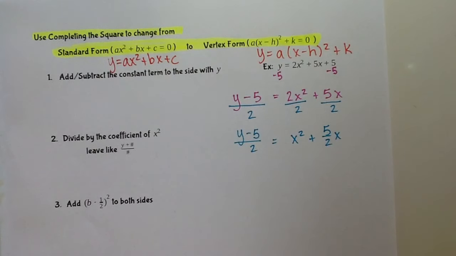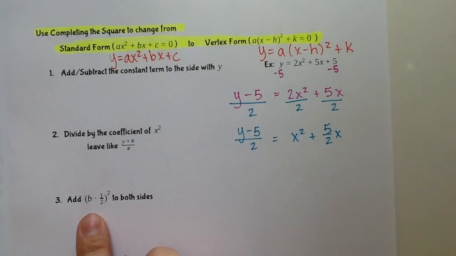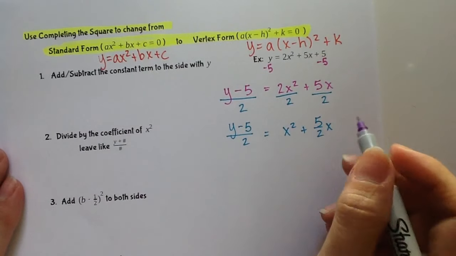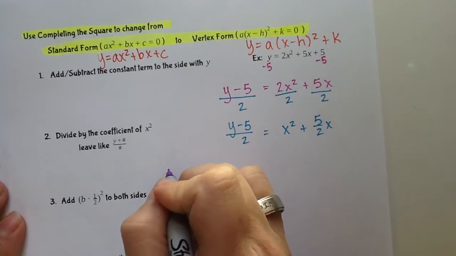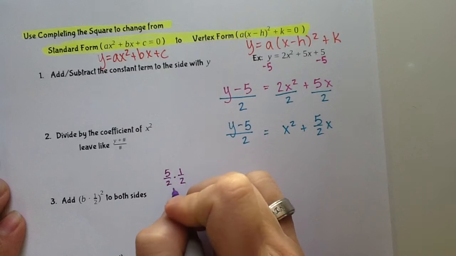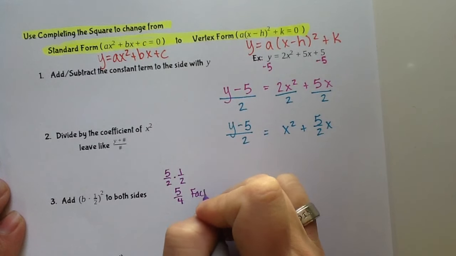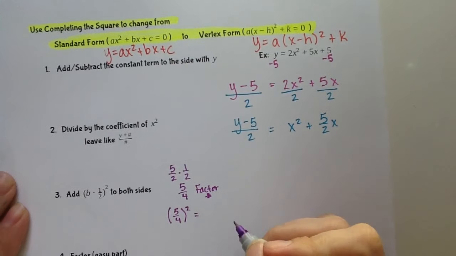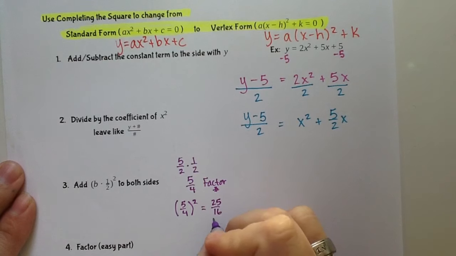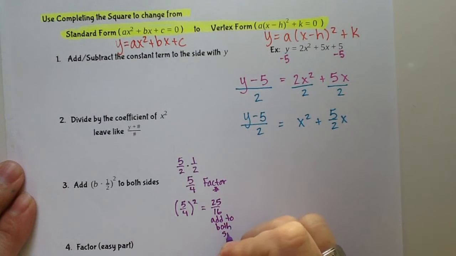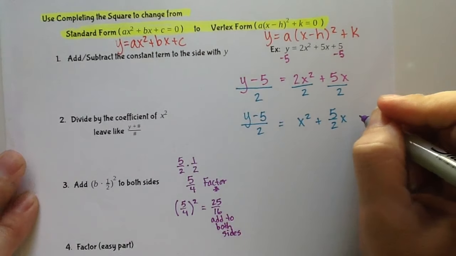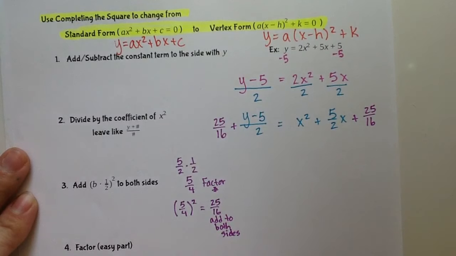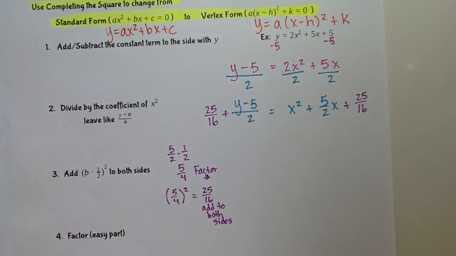Then next we're going to add b times 1/2 squared to both sides. So first we'll find b times 1/2 squared. In this case b was 5 over 2. So I'm going to take 5 over 2 times 1/2, which is going to be 5 over 4, and that's going to be my factoring number. And then I'm going to do 5 over 4 squared, which will be 25 over 16, and this is going to be what I add to both sides. So I literally just write plus 25/16 on this side and plus 25/16 on that side, and we're just going to leave that there for now.